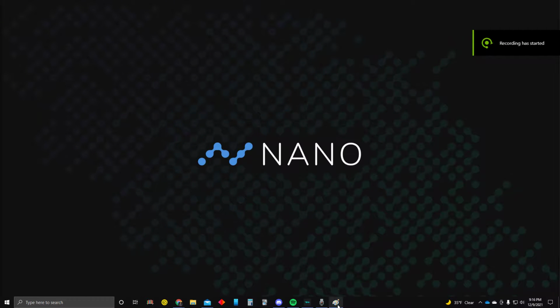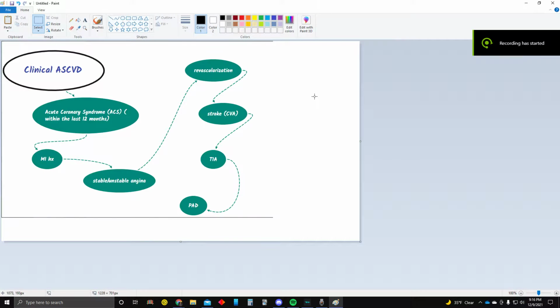Let's go over a memory palace that I've created. It's going to be based off of clinical ASCVD, also known as clinical atherosclerotic cardiovascular disease, consisting of acute coronary syndrome within the past 12 months, myocardial infarction history, stable or unstable angina, revascularization, stroke, TIA, and peripheral artery disease. TIA is transient ischemic attack. It's considered a mini stroke.